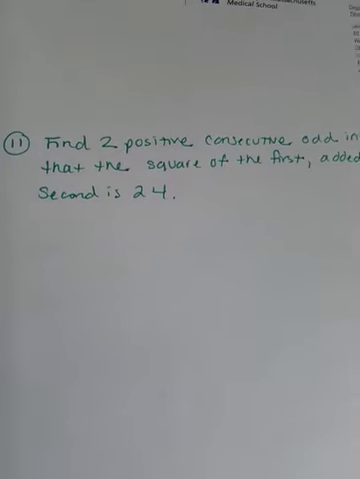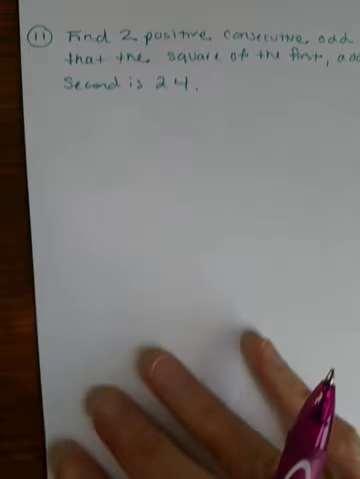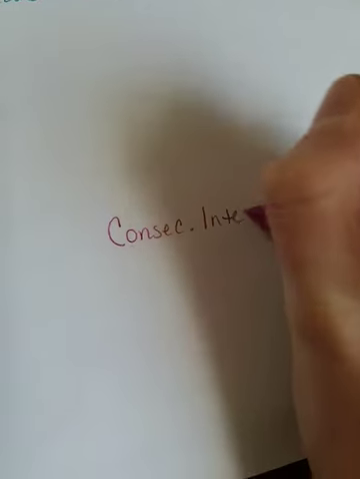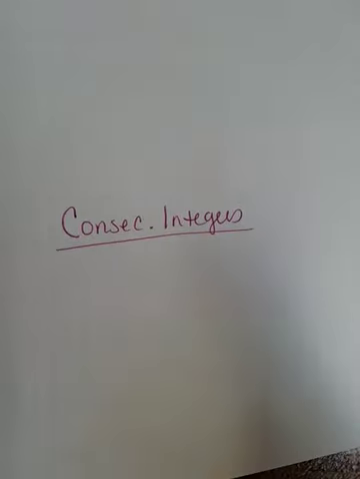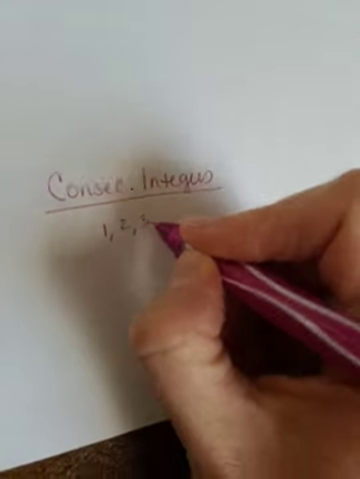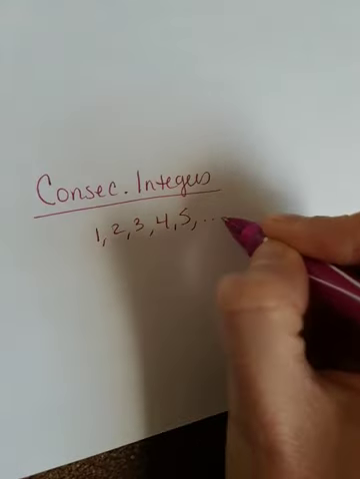Next one I'm going to do is number 11, but before we jump into that, I just want to go down here and remind you guys about consecutive integers. We talked about this a little while ago. Remember, consecutive integers are integers that just come right after the other. So for example, we could have 1, 2, 3, 4, 5, etc.